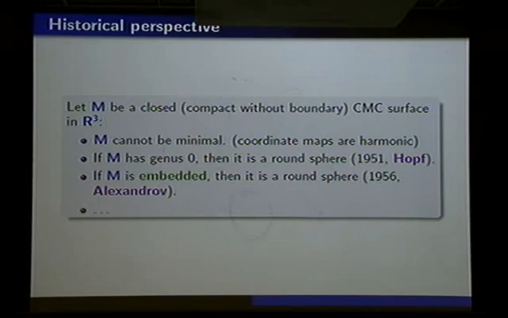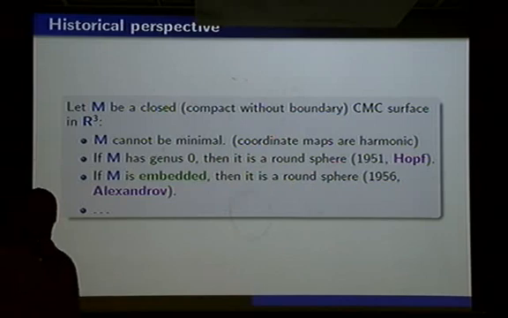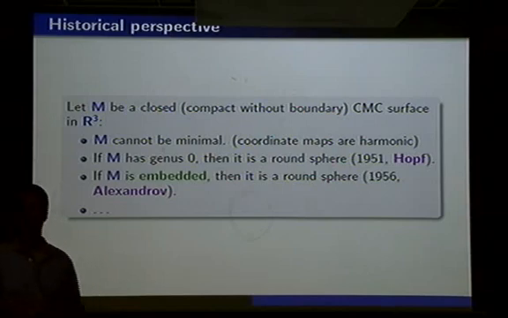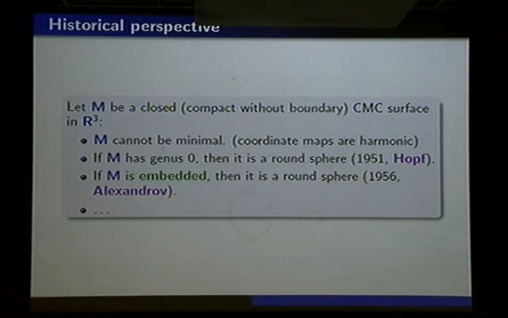After these two results, there were many years where people could not find examples of other closed CMC surfaces besides round spheres. So a conjecture was born, called the Hopf conjecture, that said that the only closed CMC surfaces in R3 must be round spheres. So this is called the Hopf conjecture, but actually Hopf himself never made the conjecture. He actually asked the question.